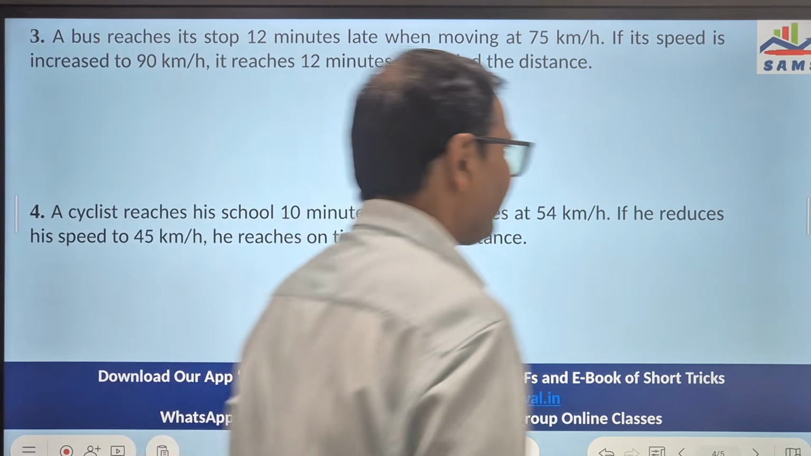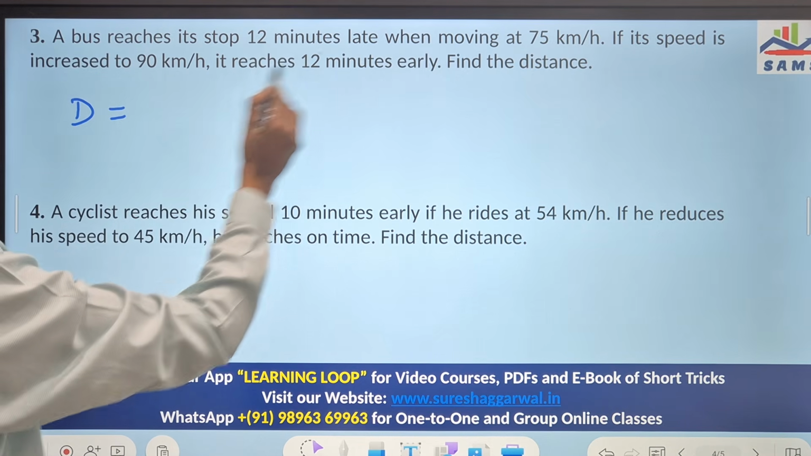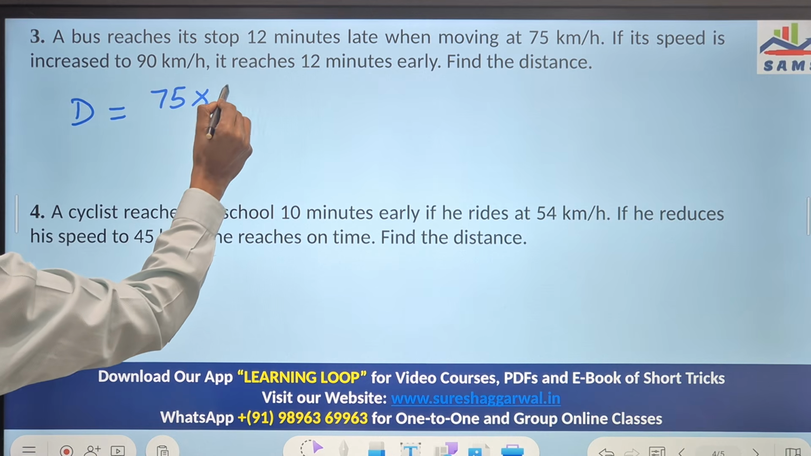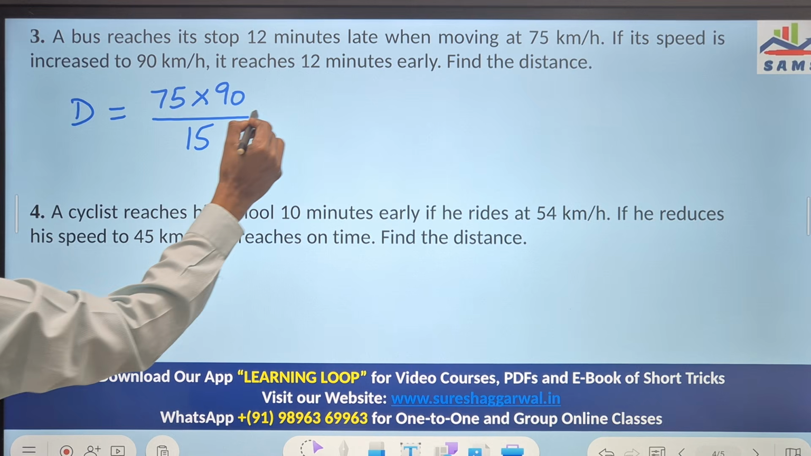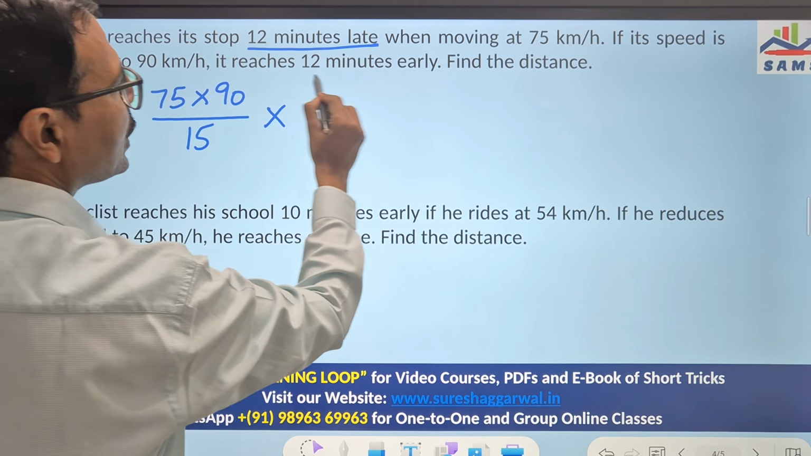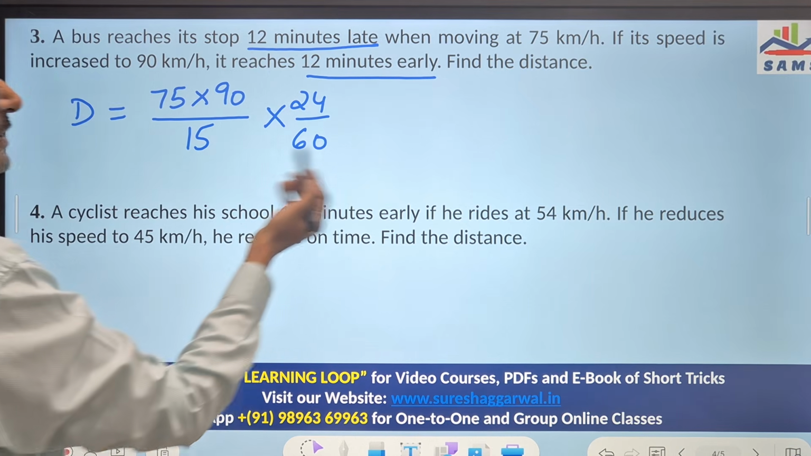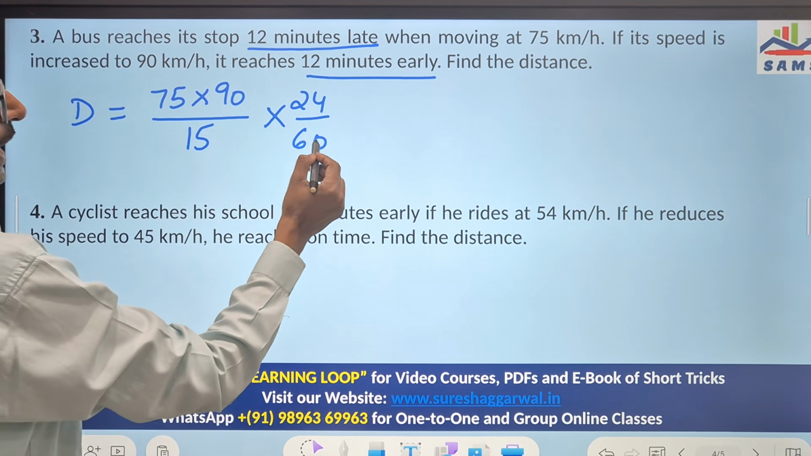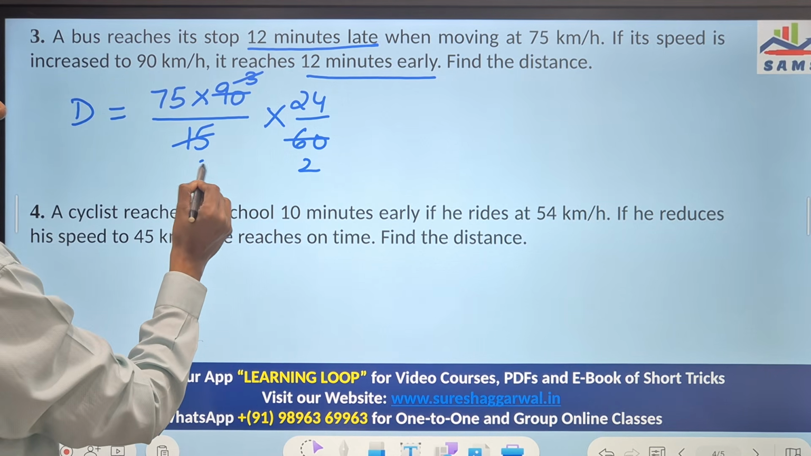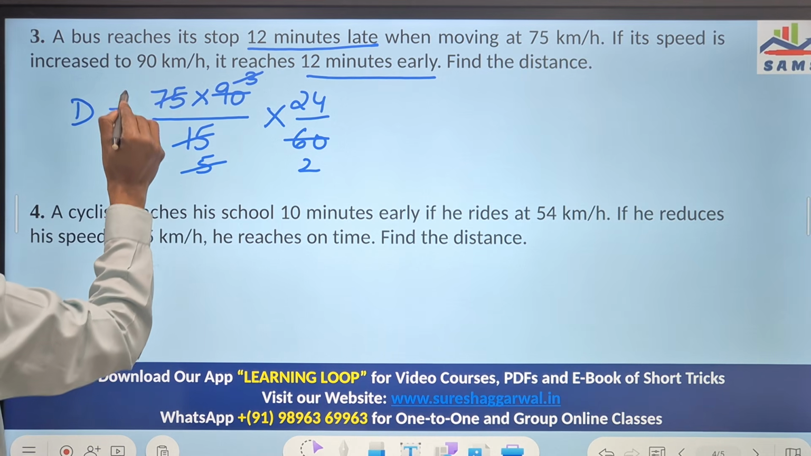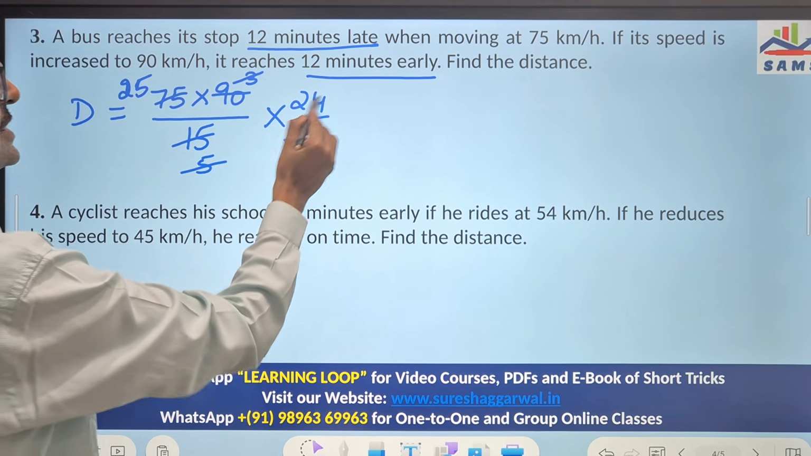Let's see more questions. Here you can see, let's calculate the distance directly. The product of speeds 75 times 90. The difference is 90 minus 75, 15. And then what is the time difference? 12 minutes late, 12 minutes early. So 12 plus 12, 24 divided by 60. There we go. I think we can cancel this 2 times and this 3 times. 3 cancels this 5 times. And 5 cancels this 15 times, 25 times. So many things are getting cancelled, see. And 2 cancels this 12 times.